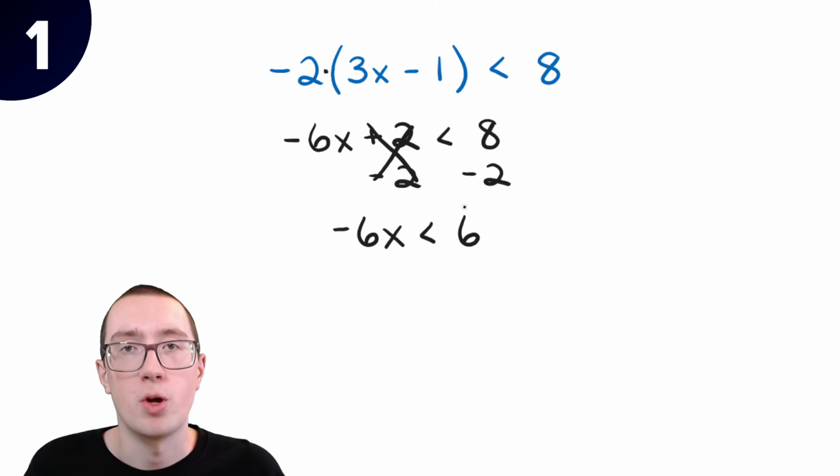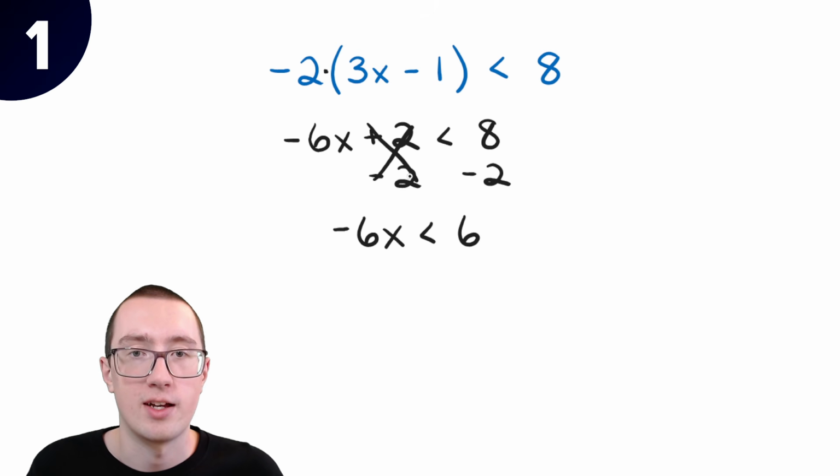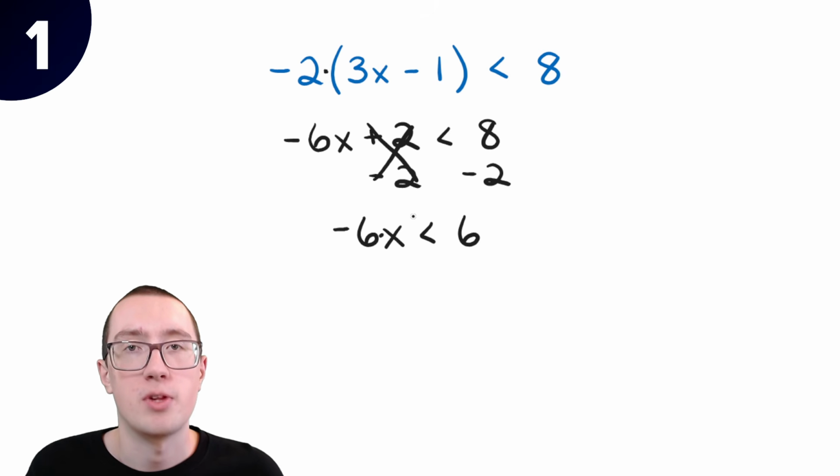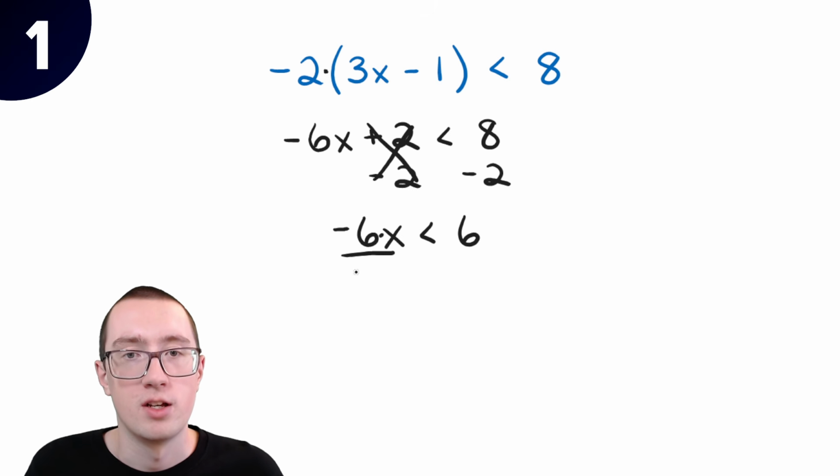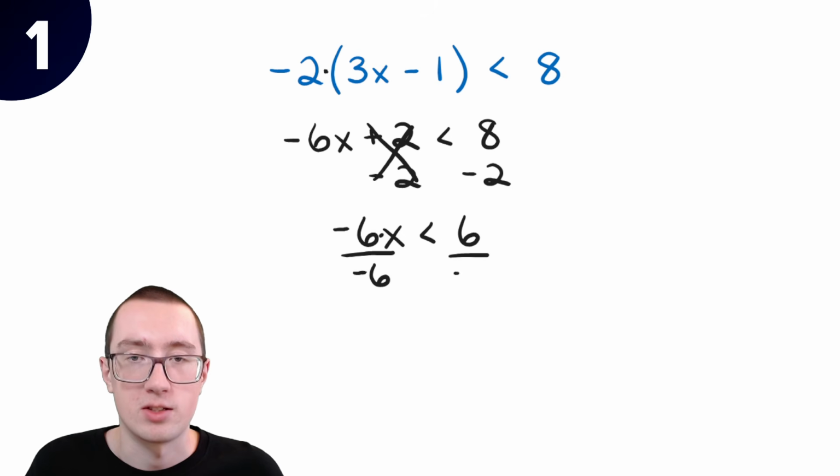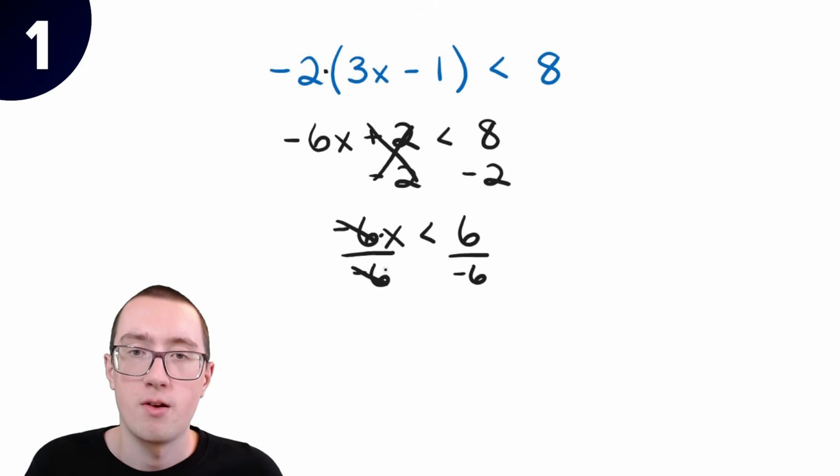And now we just have a one-step algebra problem. And remember, like I said before, whenever you don't have a sign, that means multiplication. So this -6 is being multiplied to x. So to get rid of the -6, we need to do the opposite of multiplication, which is division, and divide both sides by -6. So the -6's cancel out. On the left side, we just have x now. And on the right side, we have 6 divided by 6 is 1. And we have one minus sign, so the minus sign stays.